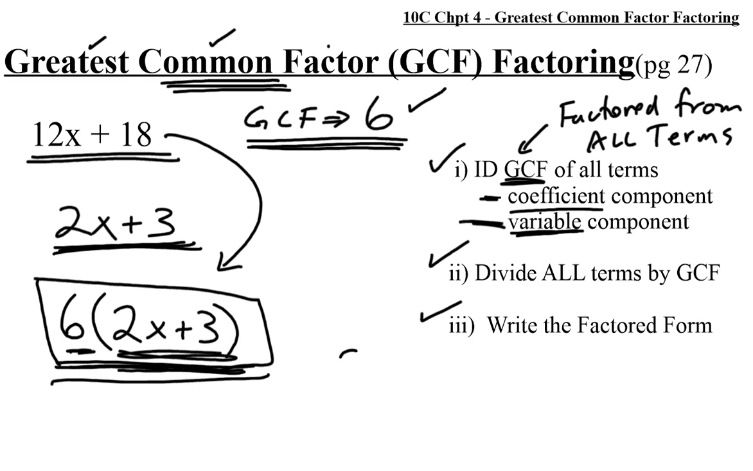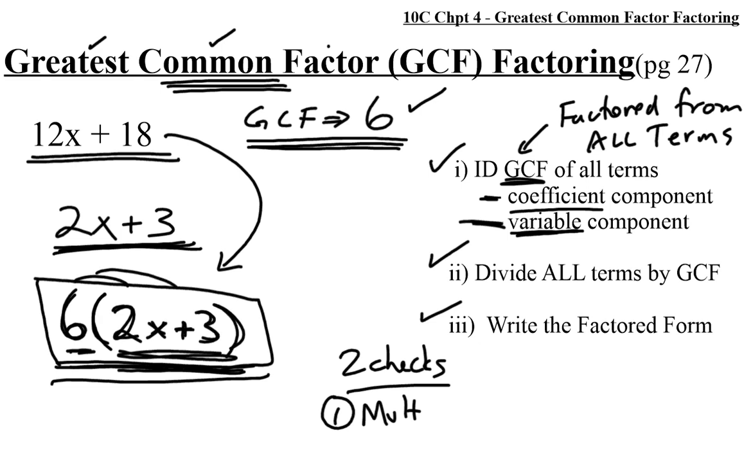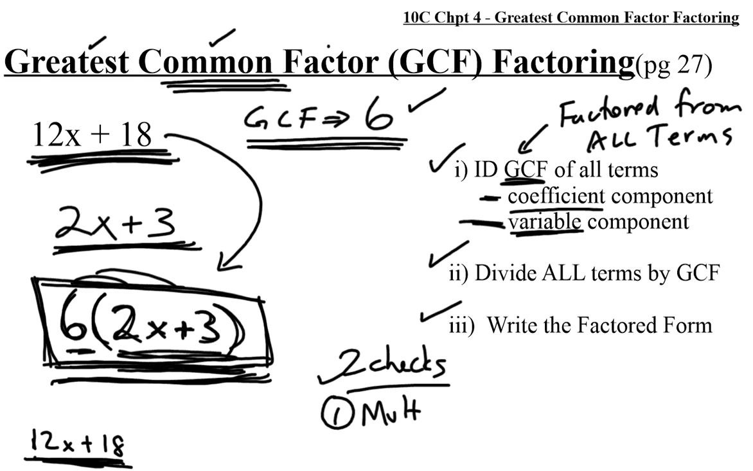Now there's two checks that we can do. The first one is just multiply it. We don't have to do this. We don't want to put it back together, but it's a good way to check. If I took my 6 times 2x plus 3, and if I multiplied that, I'd have 12x plus 18. So what I have is the factored form does multiply to give me the original question. So I don't want that to be my answer. This is still my answer, the 6 times 2x plus 3, but there's a quick check to see what I have is correct.